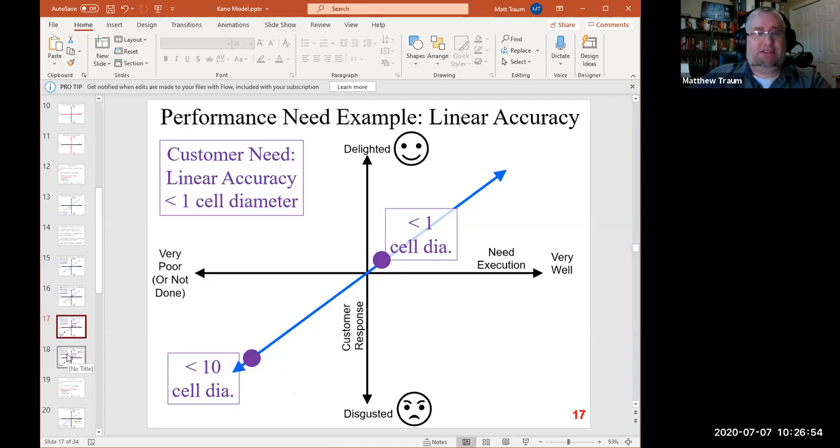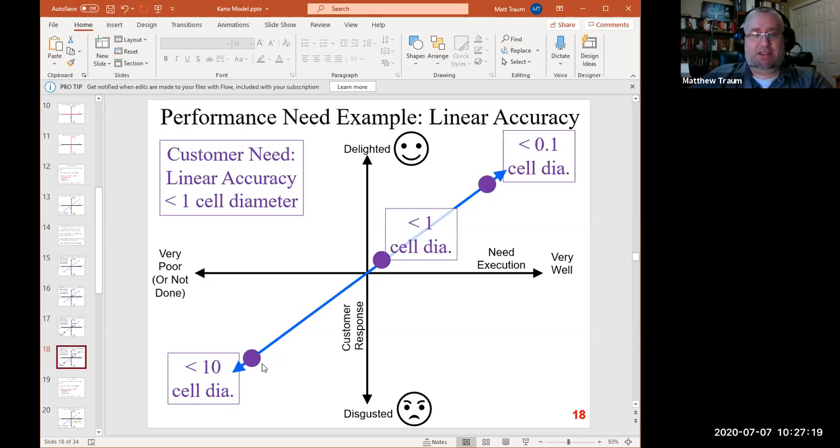By contrast, if I blow the lid off of this customer need, the customer was expecting linear accuracy better than 1 cell diameter, and I give them linear accuracy better than 1/10 of a cell diameter, that is a great execution, right? Amazing execution. And the customer is going to be very excited and delighted about that. And they're probably going to end up buying this product, at least if this is their principal customer need.